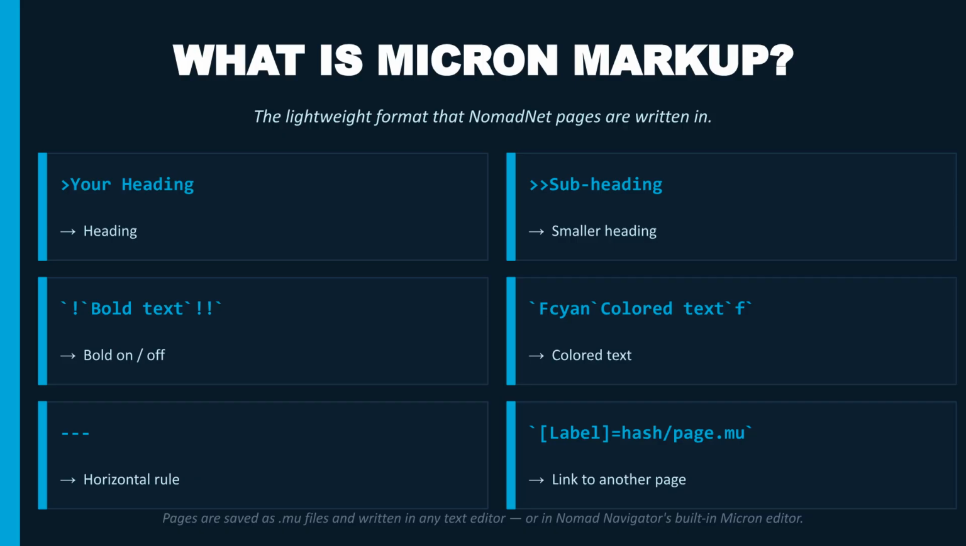NomadNet pages are written in micron markup, a lightweight format. Examples include using greater than symbols for headings and double backticks for bold text. You can also add color and links to other pages. Pages are saved as .mu files, editable in any text editor or Nomad Navigator's built-in editor.